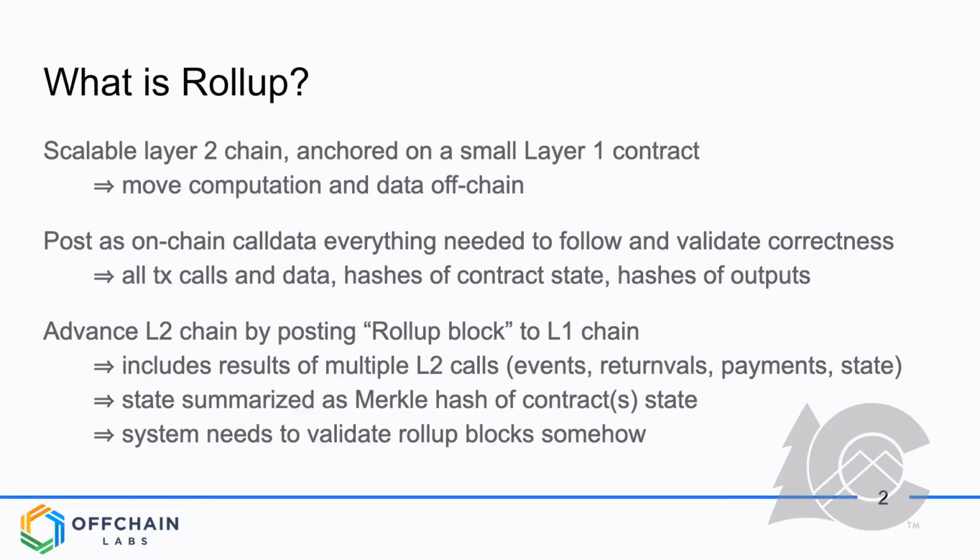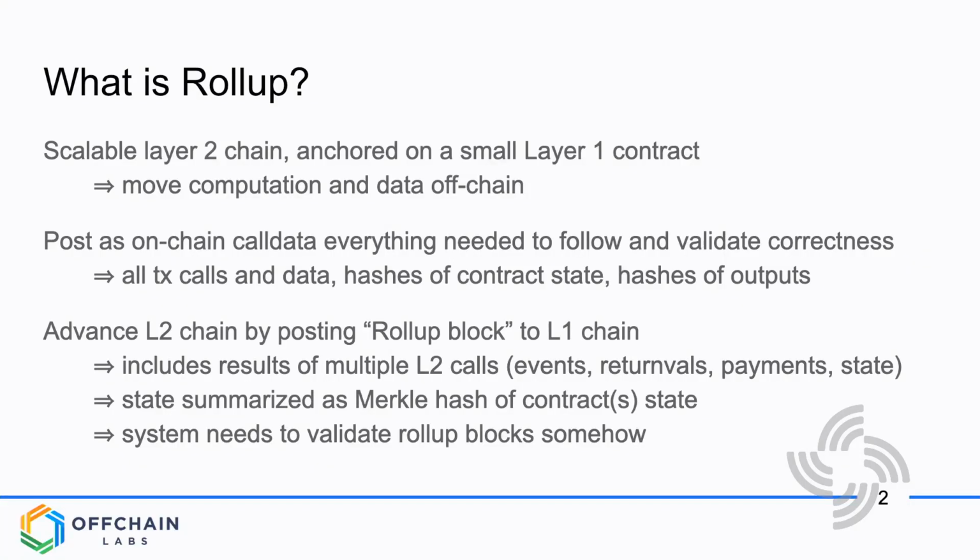So first of all, some background, what is Rollup? There's different Rollup systems that have been proposed, but basically, I would say Rollup is characterized by three things. First, it's an approach where you build a scalable layer 2 chain that's anchored on a small layer 1 contract. By building on top of that small layer 1 contract, you can get the security of a layer 1 solution, but the scalability that you get by moving a lot of stuff off into layer 2. In particular, computation and data moves off-chain.